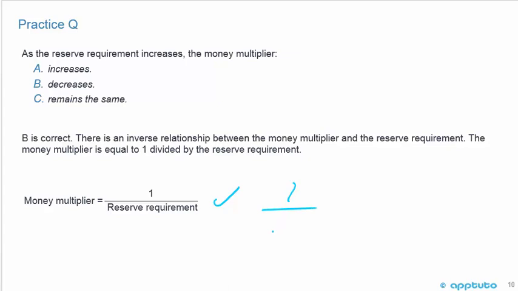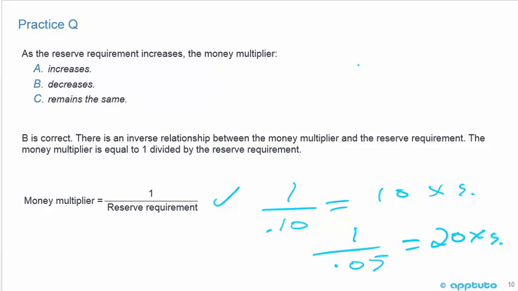Sometimes, if you haven't seen this question in a long time, don't do everything in your head. If you did 1 divided by the 10%, that's going to be 10 times in terms of the money multiplier. And if it was 1 divided by the 5%, it would be 20 times. So you can see as the reserve requirement increases from 5% to 10%, the money multiplier decreases.